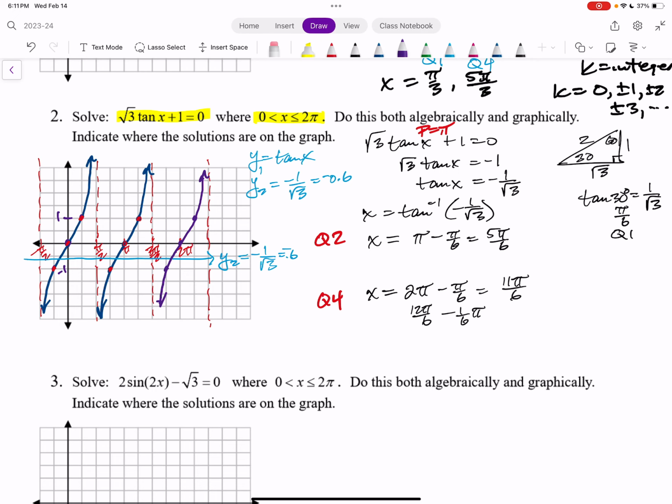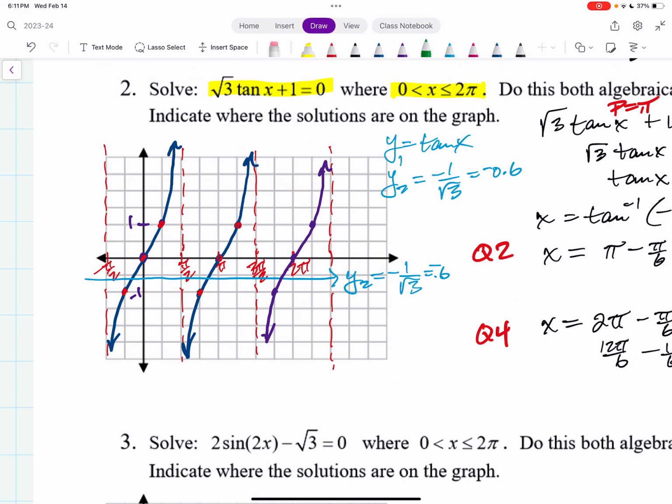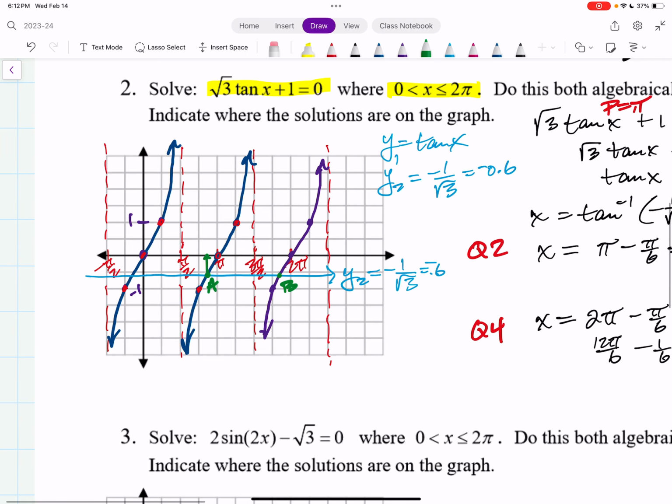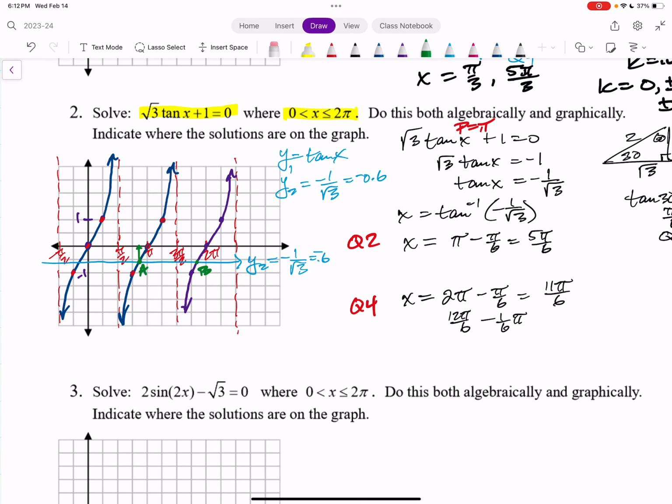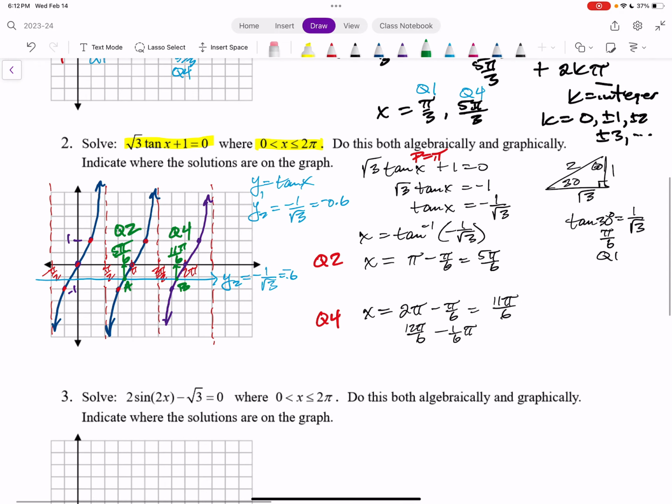It repeats. Okay, so now if you take a look at this horizontal line intersects here at point A and here at point B. And if you go up to the x-axis right here, all right, if you're between π/2 and 3π/2, you're in quadrant 2. And guess what? That's 5π/6. And then if you go up to the x-axis between 3π/2 and 2π, you're in quadrant 4, and that's 11π/6. So what's going on in the graph matches what's going on algebraically.